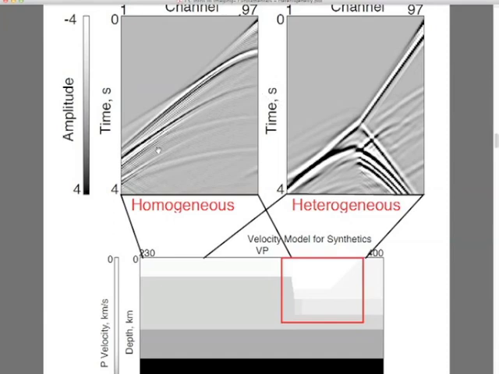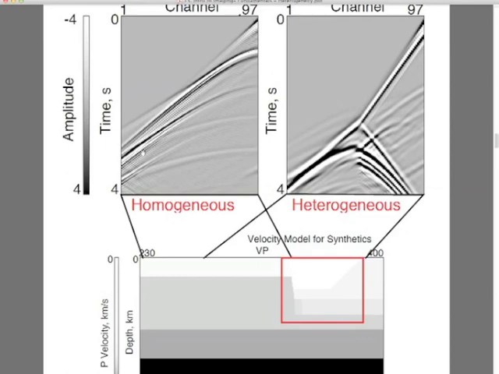No, it's not at twice the time because it's asymptotic to the same velocity. Must be from a deeper reflector. Just happens to come out at twice the time at zero offset. And there's other reflections in here, like from down here, that must be 7 kilometers or so. Okay.